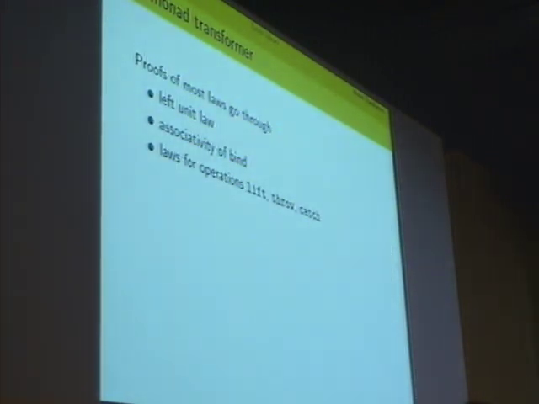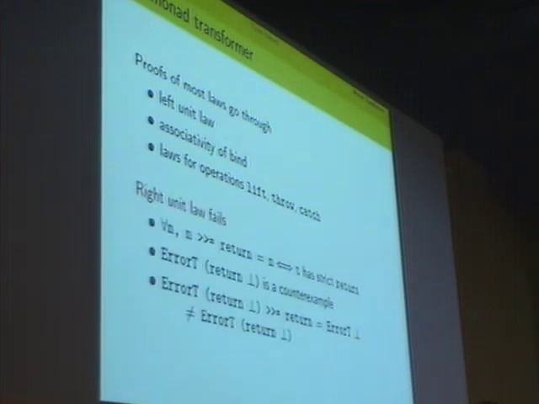So we can go through and do most of the proofs. The left unit law holds, bind is associative. We can define lift, throw, and catch operations, and we can prove laws about those. But the right unit law actually fails. If we instantiate M to be the value error T of return bottom, this breaks the right unit law unless the inner monad has a strict return function, because the left-hand side evaluates the bottom and the right-hand side doesn't.